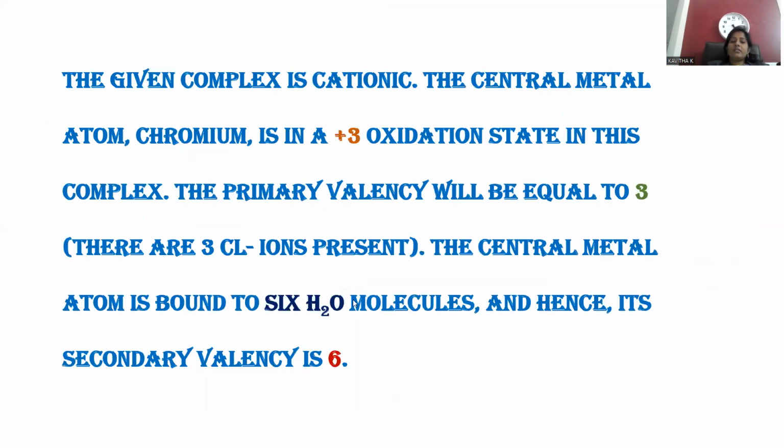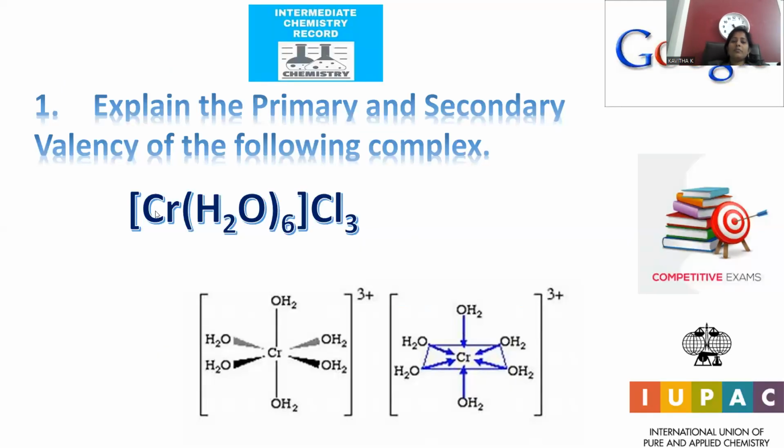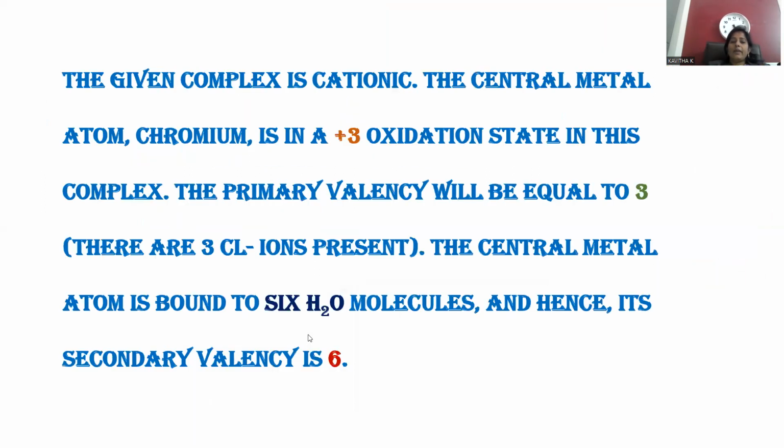This is the way the question can be answered. This complex name is accorded in accordance with IUPAC nomenclature. IUPAC stands for International Union of Pure and Applied Chemistry. Let me give the name of the compound: hexaaquachromium(III) chloride. Let me repeat, hexaaquachromium(III) chloride is the IUPAC name of the compound, and primary and secondary valency will be accorded in such a manner.